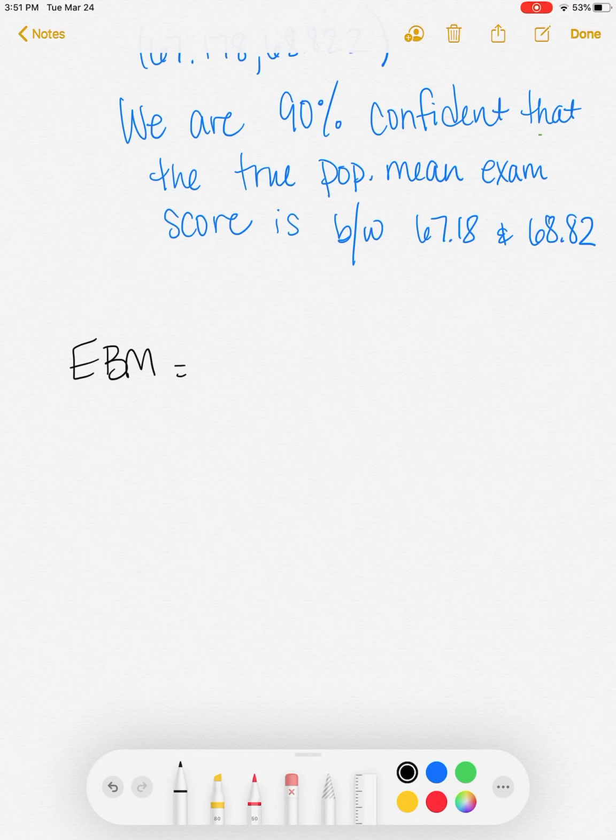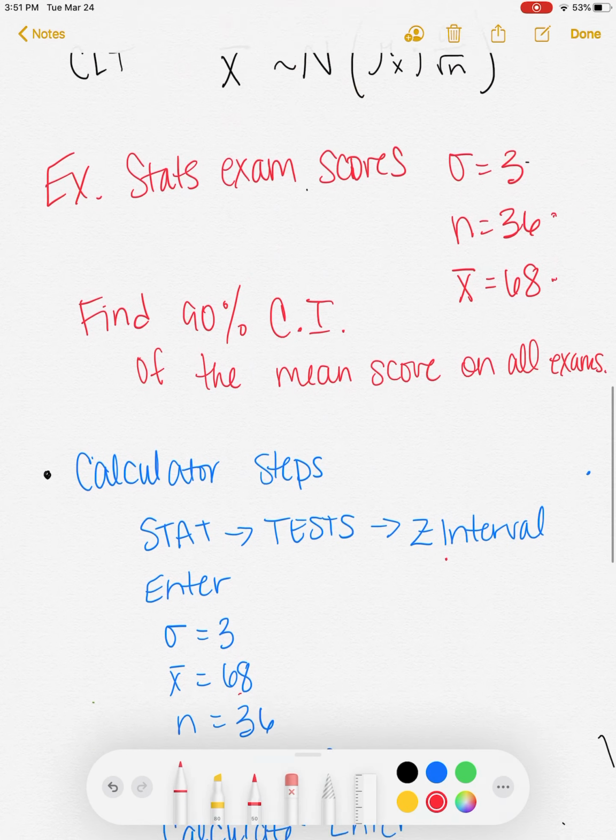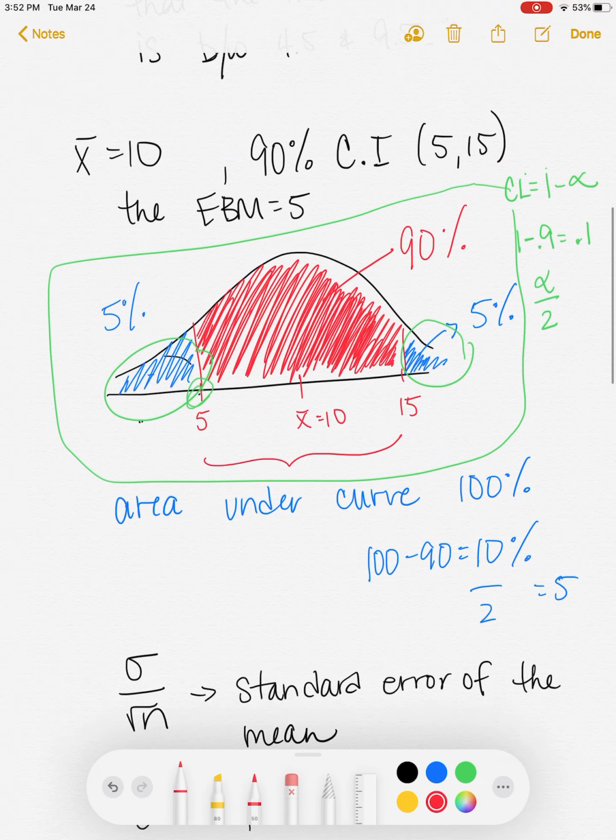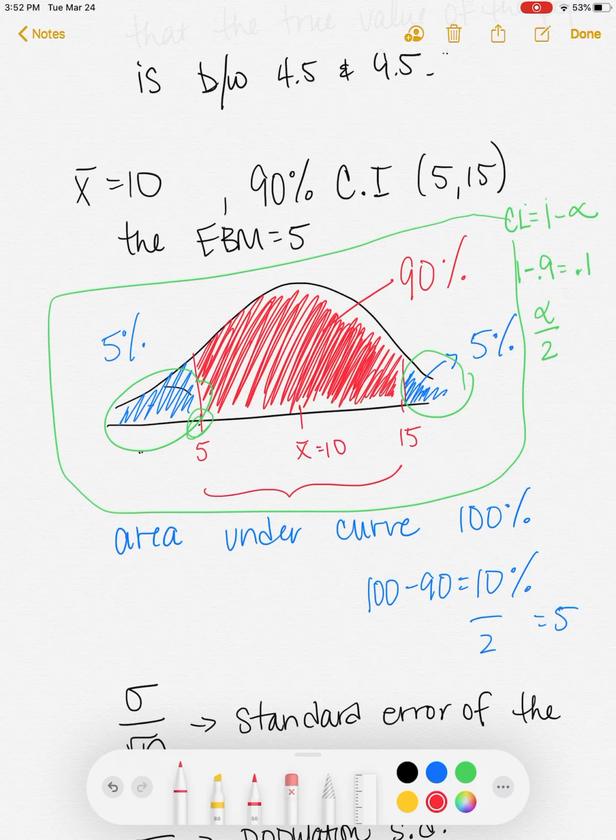So the error bound mean is found by z alpha over 2 times sigma divided by the square root of n. So let me tell you real quick what this z alpha over 2 means. I actually kind of showed you this earlier on in this picture right here.